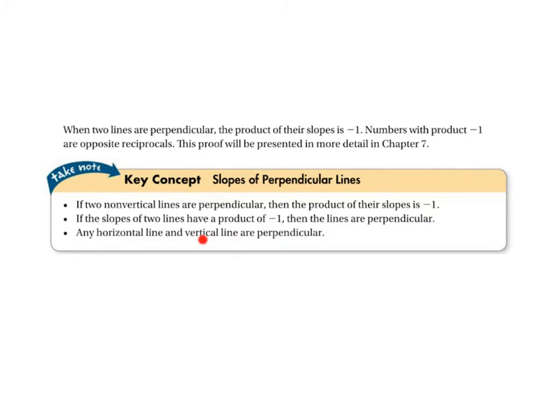Now, any horizontal and vertical line are perpendicular. Why does it have to be said like that instead of product of -1? Because horizontal lines have a slope of 0, and anything times 0 is 0, but vertical lines have an undefined slope, so you'd have to do 0 times undefined. That doesn't make any sense. So we just know that a horizontal and a vertical line, 0 slope and undefined slope, are definitely perpendicular. Any other two lines will be perpendicular if when you multiply their slopes together, you get -1.